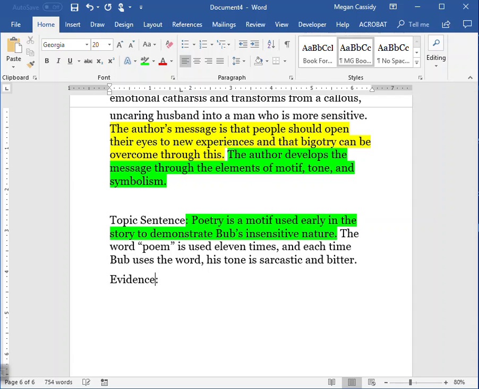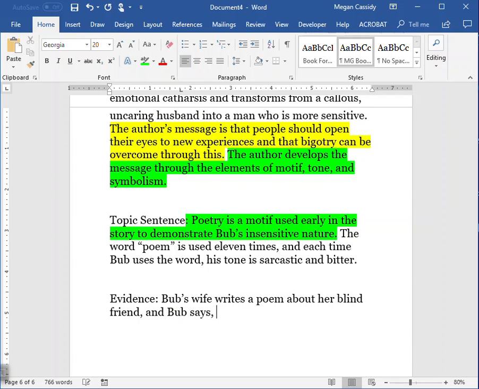My evidence, Bub's wife writes a poem about her blind friend, and Bub says, introducing quote, I didn't think much of the poem. Of course, I didn't tell her that. Especially, you'll notice, because they were first dating. So, Carver, and it was on page 2.